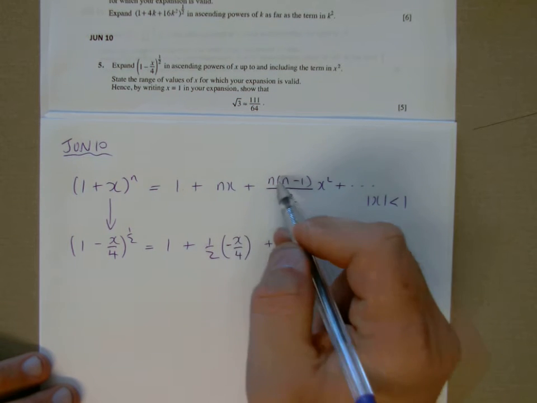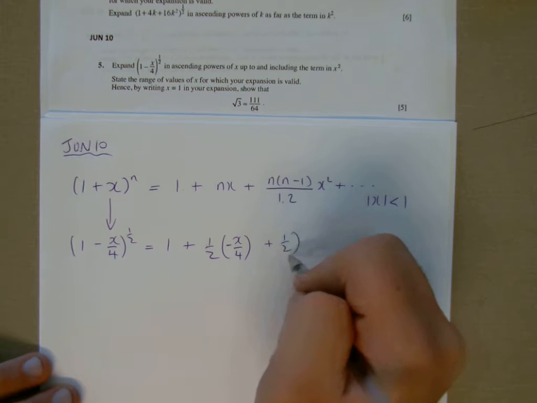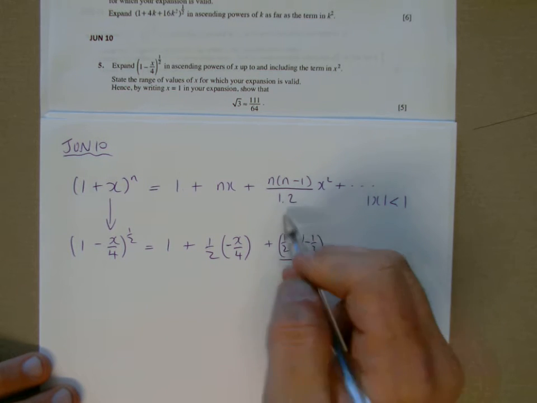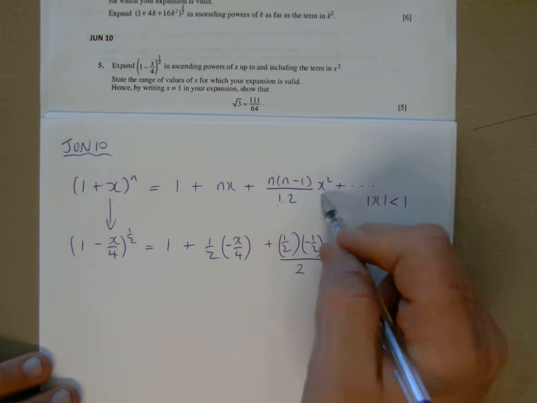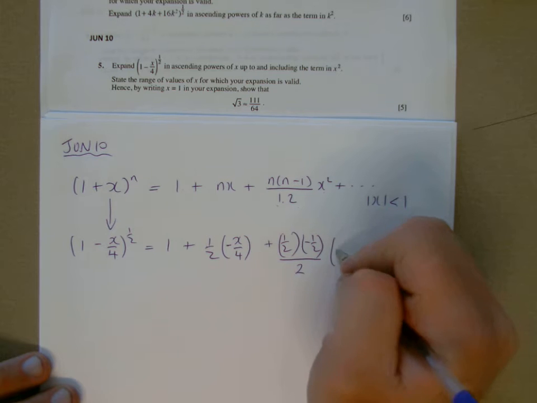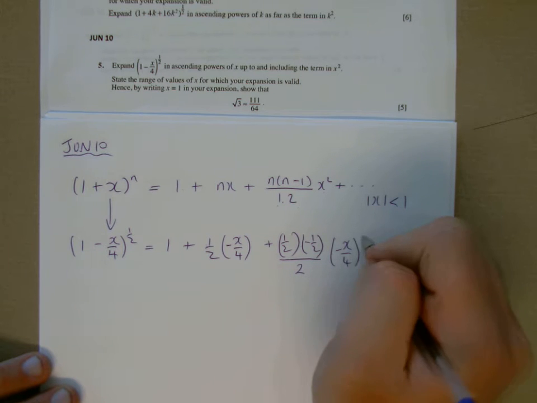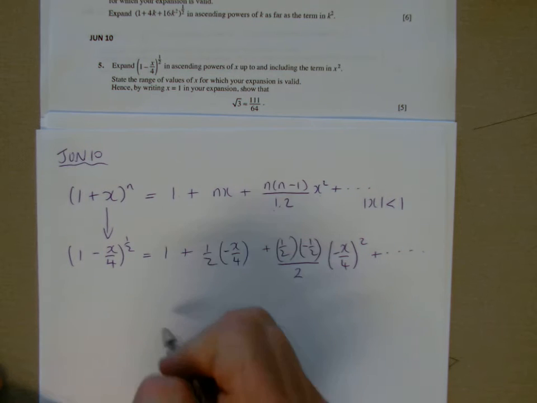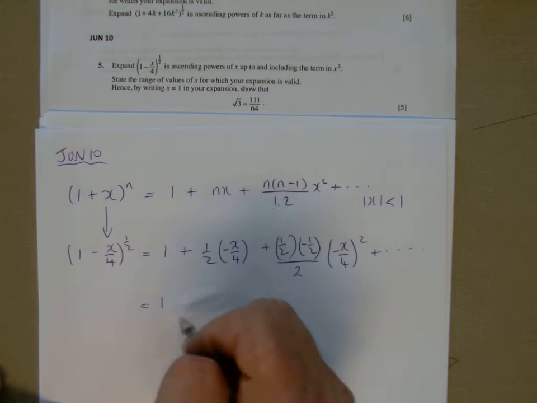Plus then, and remember n is a half, so it'll be half times n minus 1, which is minus a half, over 1 times 2, which is 2. And then you've got to square the x, so we've got to square this, which of course is minus x over 4 all squared, plus dot dot dot. Okay? So then, if we simplify, that'll be 1.